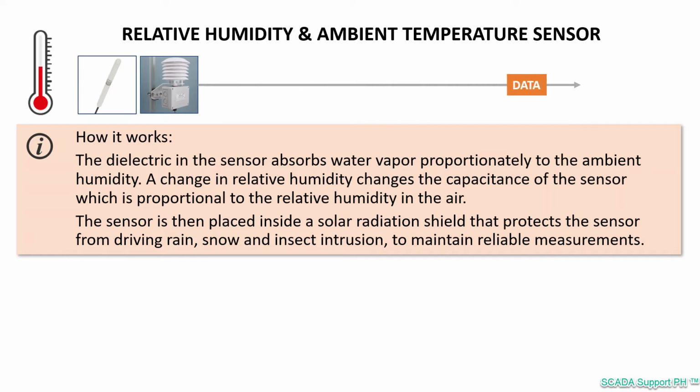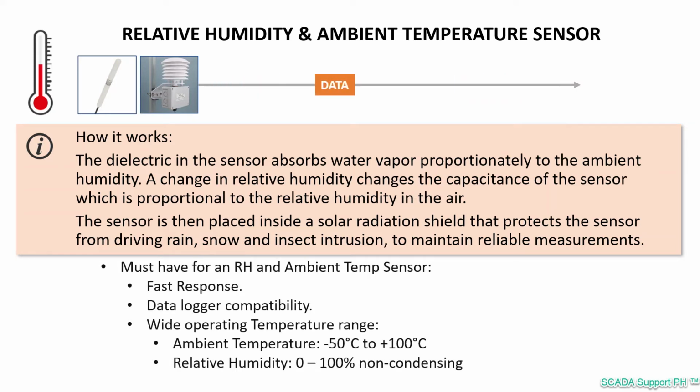The sensor is then placed inside a solar radiation shield that protects the sensor from driving rain, snow, and insect intrusion to maintain reliable measurements. The sensor itself should have a reliable and fast response rate. Also, a wide range of data logger compatibility as well as operating temperature.